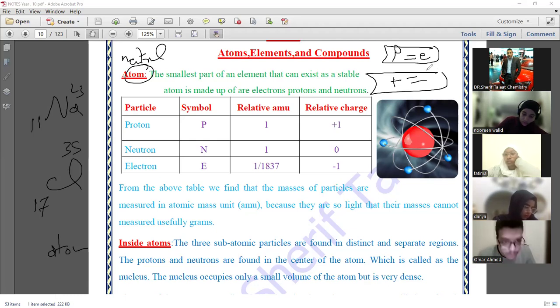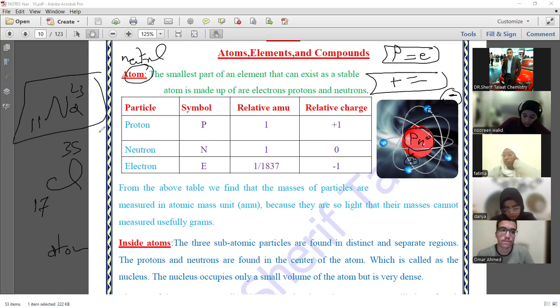So for any atom, protons equal electrons or positive equal to negative. This means that atom is electrically neutral. So what is the structure of atom? Nucleus that contains protons and neutrons, revolves around them electrons. Protons are positive, electrons are negative, neutrons are neutral. When the number of positive charged protons equal number of negative charge, they cancel each other. So for any element, if you have an atom, no charge.